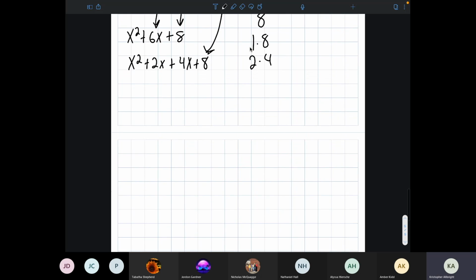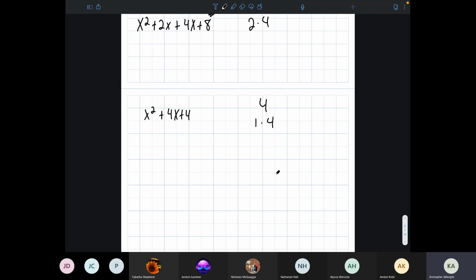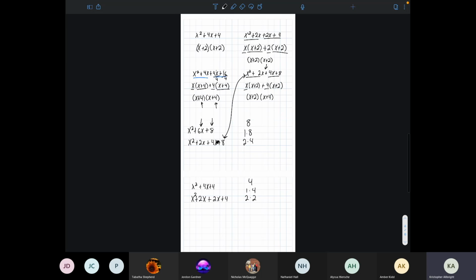If we go and we look at x squared plus 4x plus 4, and we go to break this down, we look at it and we say 4. Okay, well, we have 1 times 4, that doesn't add to be 4. 2 times 2 does add to be 4, so we know that we're going to break this into x squared plus 2x plus 2x plus 4, which is, again, the exact problem that we had right here.